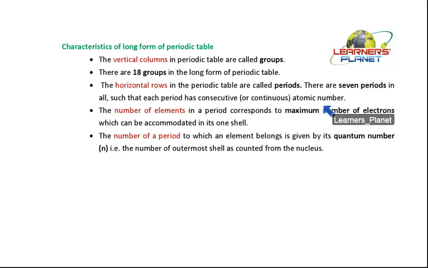So how many periods are there? 7. And they have continuous atomic numbers. Like if I write here lithium and beryllium and boron, then carbon, then nitrogen, then oxygen, then fluorine. So they'll have continuous atomic numbers.